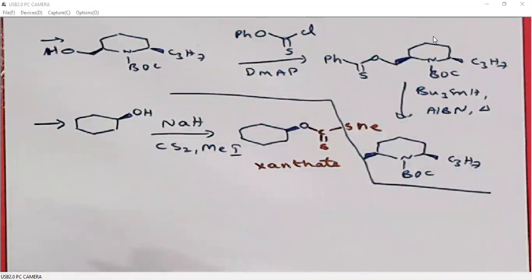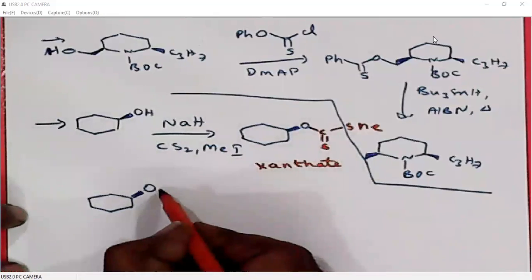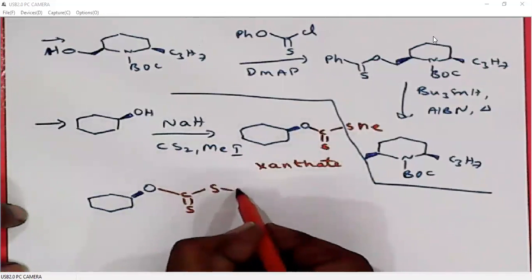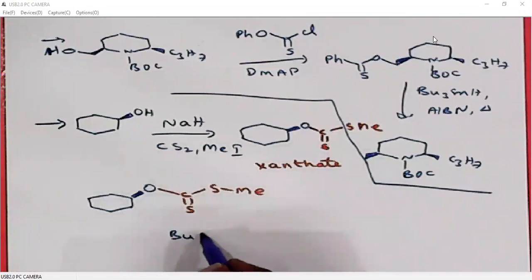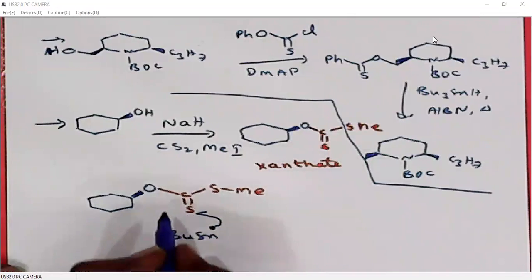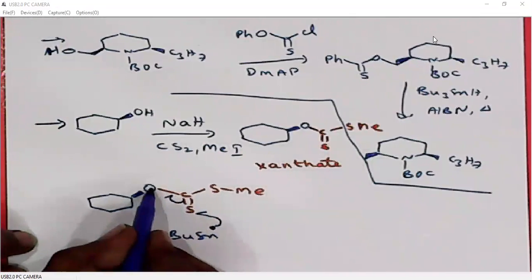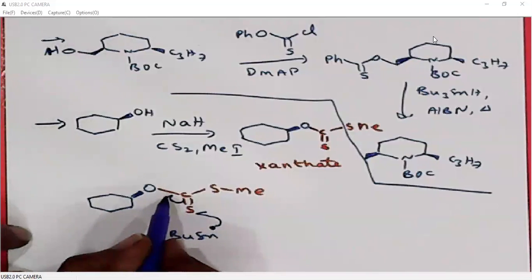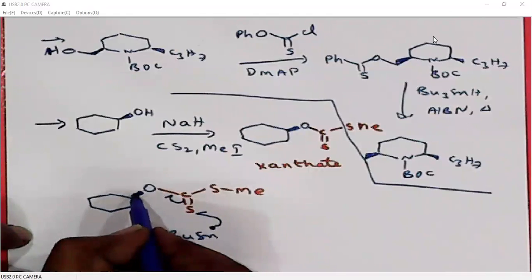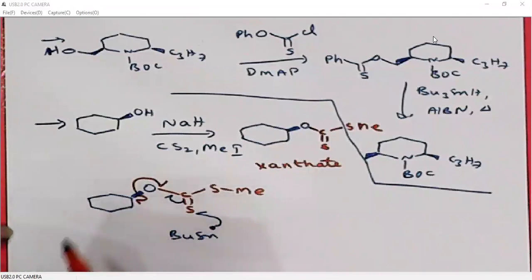Xanthates can be reduced very easily. I'll give the mechanism. Xanthates can be reduced with TBTH under radical conditions. This radical will attack on sulfur, then the C double bond S will be polarized. One electron will be polarized towards sulfur so that a tin sulfur bond formation occurs. Another electron will be polarized towards oxygen so that a carbon oxygen double bond will be generated. Then this carbon oxygen bond will break in such a way that one electron will be polarized towards this bond formation, another electron towards carbon.